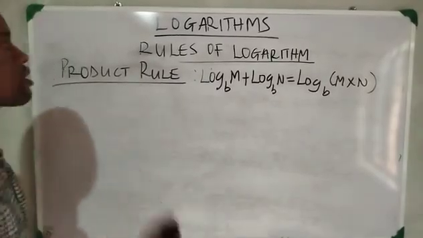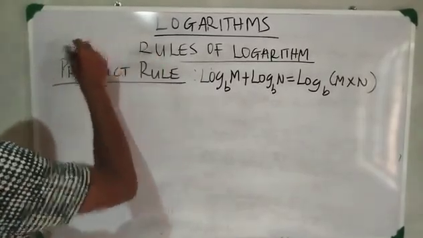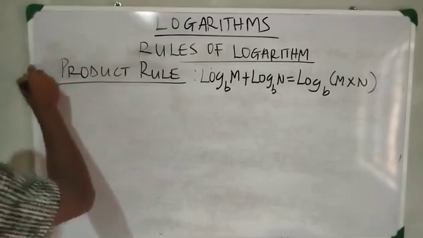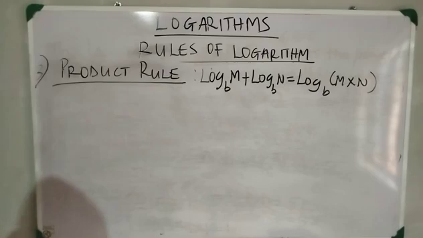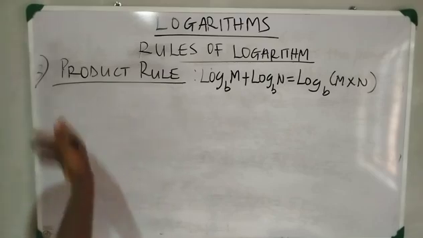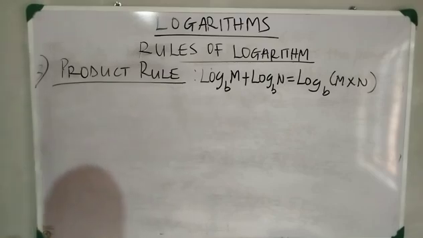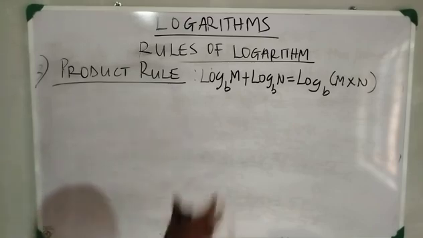Welcome back. Still on the rules of logarithm, we are now moving to the third rule of logarithm, which is called the product rule. Sometimes some people also call it the addition rule. Some people call it the product rule, whatever. Now, what is it all about?